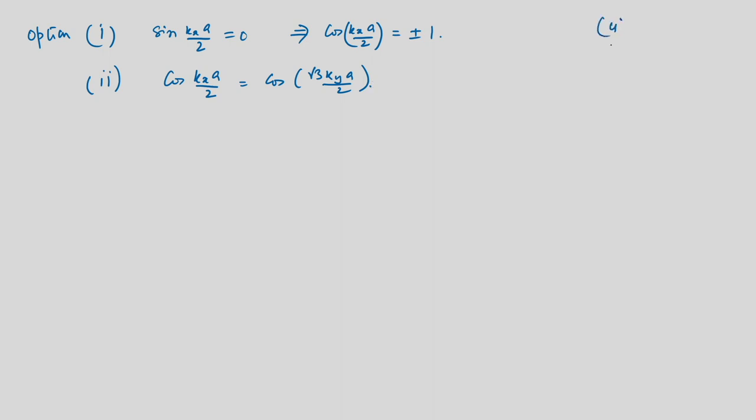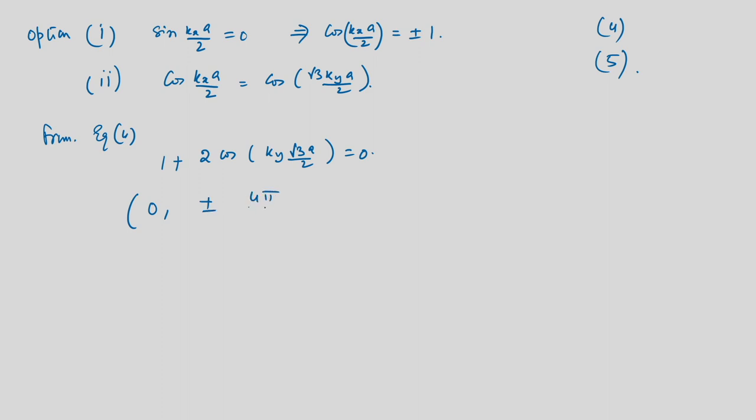So let's write it as equation number 4 and equation number 5. So from equation 4, we get a condition that 1 plus 2 cosine(ky √3 a) is equal to 0. Option 1 gives this equal to 0. And this gives a position of the points as 0, plus minus 4π/(3√3 a). So this is kx and these are ky. So I get two points, 0 and 4π/(3√3 a), and another is 0 and minus 4π/(3√3 a). These are the two points that we get from option 1.